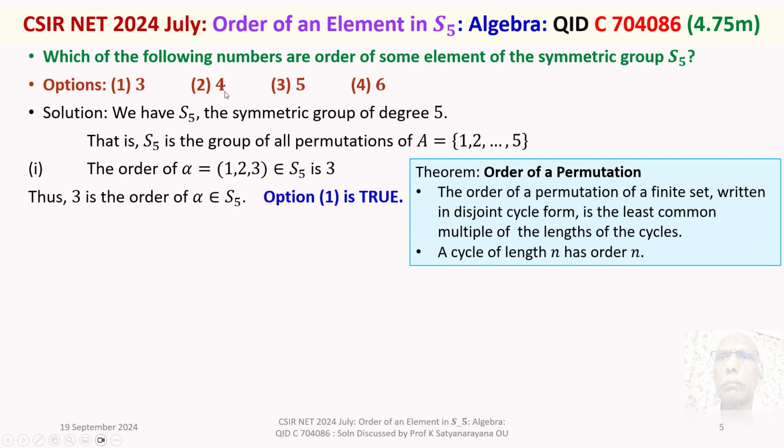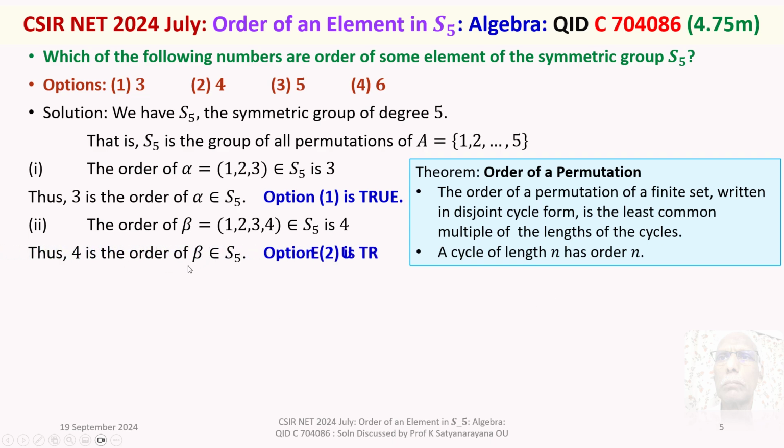Move to option 2. Take a cycle of length 4, say beta is equal to the cycle (1 2 3 4). It's a cycle of length 4, belongs to S5. Its order is 4 because a cycle of length n has order n. Thus, 4 is the order of an element beta belonging to S5. So option 2 is true.